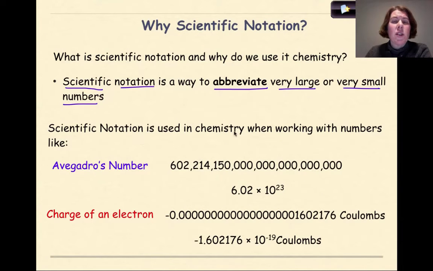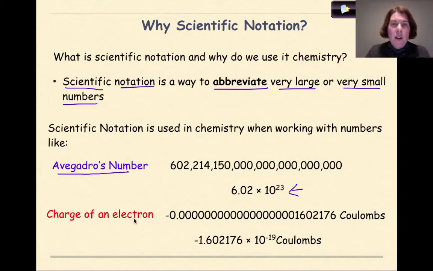Scientific notation is used in chemistry when working with numbers like Avogadro's number, which you'll learn more about, which is this big number right here. So 602 septillion, actually, if you want a word behind it, more commonly referred to as 6.02 times 10 to the 23rd. And if you'd like to learn more about the origins of Avogadro's number, I totally encourage you to watch the TED Ed animation on how big is a mole.